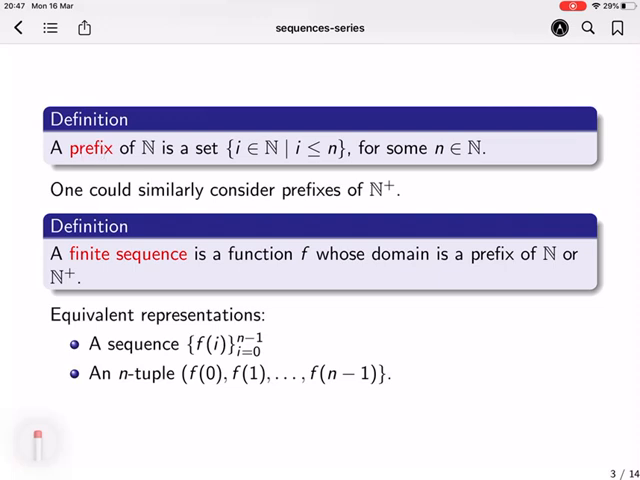A prefix is simply a subset of the natural numbers defined by all the i's which are less than or equal to n for some natural number n. One could similarly consider prefixes of N plus. A finite sequence is a function whose domain is a prefix of N or N plus. And for finite sequences, we use representations such as f_i, where i goes from 0 to n minus 1, or simply write them as an n-tuple, f of 0, f of 1, up to f of n minus 1.